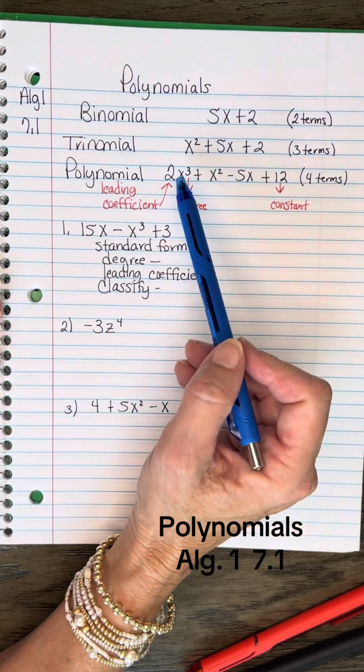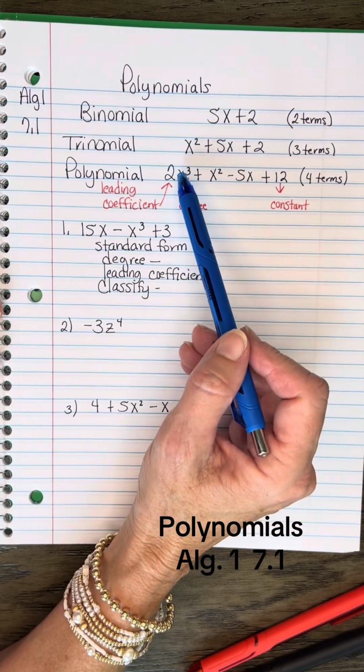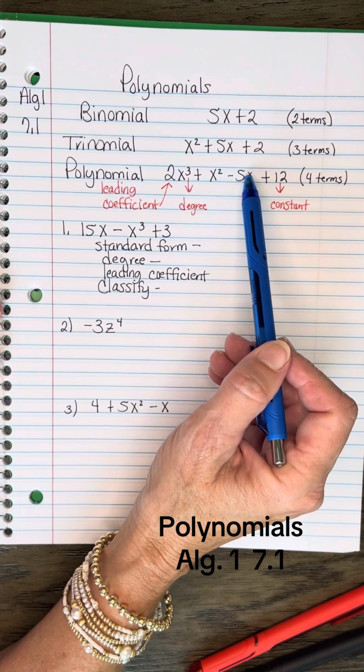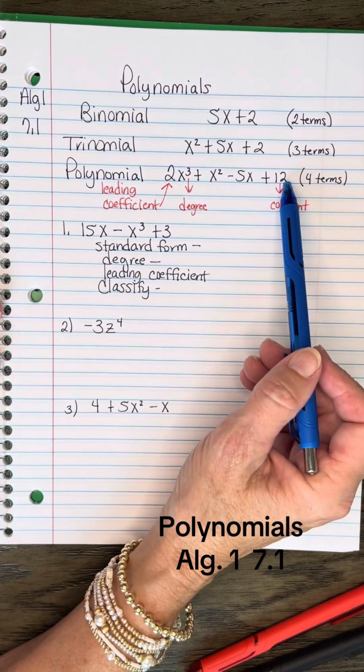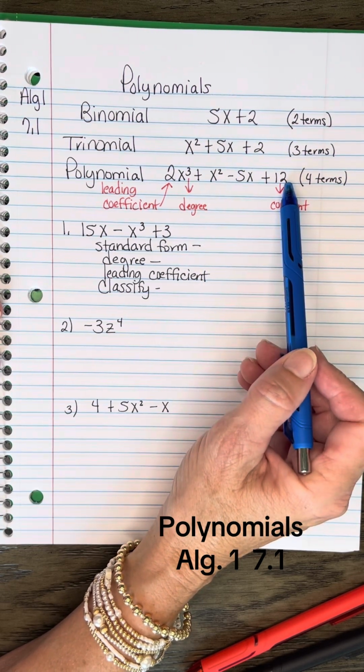Now, notice the order of this polynomial. This is called the standard form. The x cubed is first, then x squared. This is x to the first power. And literally there's no x here, so that would be like x to the 0th power. They decrease in order when they're in standard form.